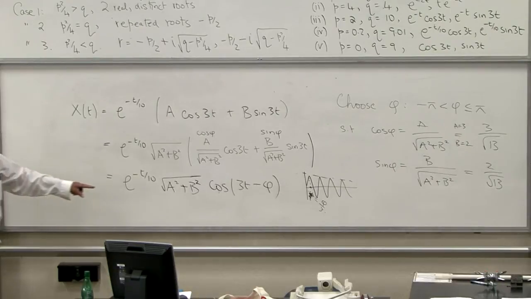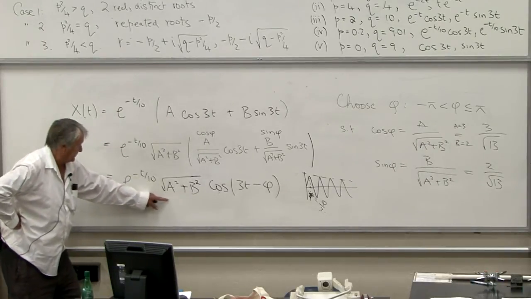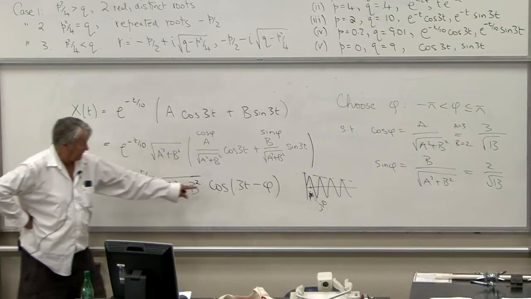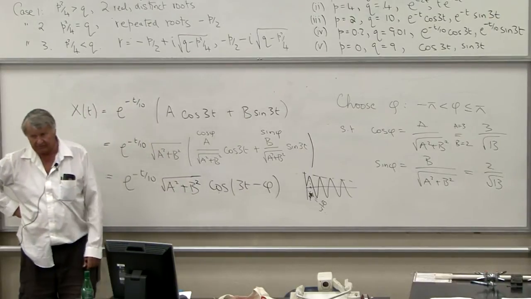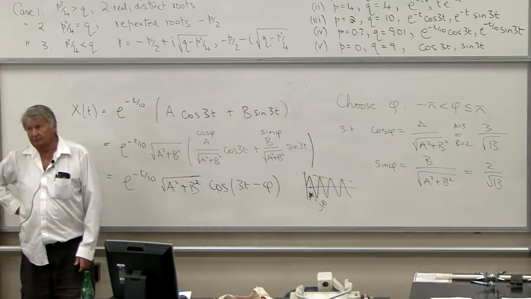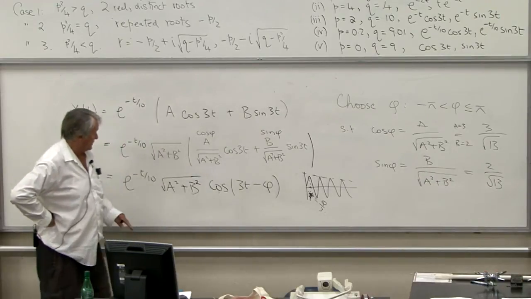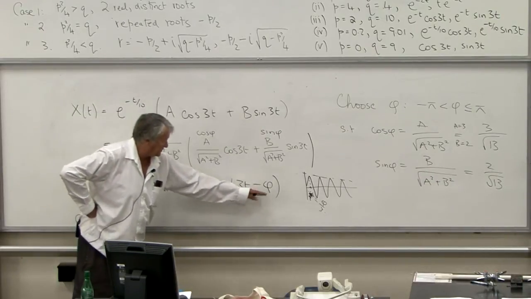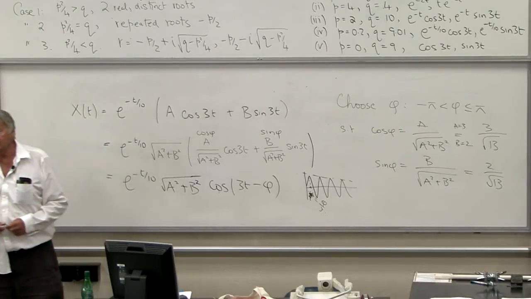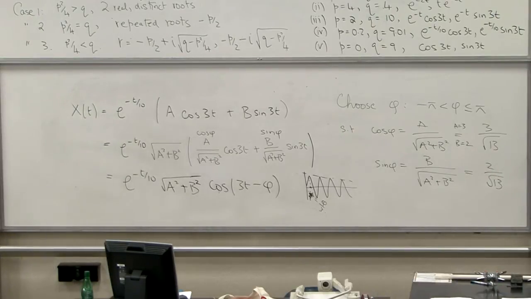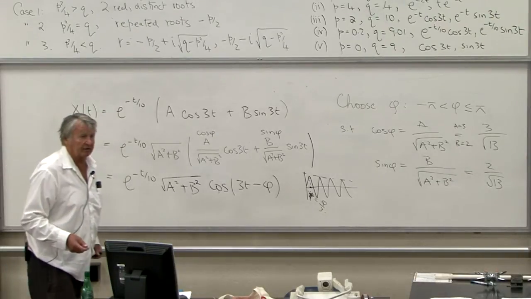So this is the amplitude of the motion, this times this, and this is how it oscillates. So writing a cos 3t and b sine 3t as root a squared plus b squared cos of 3t minus phi is a very useful and very simple device to get a clear picture in your mind as to what the displacement or the charge or whatever you're graphing looks like.